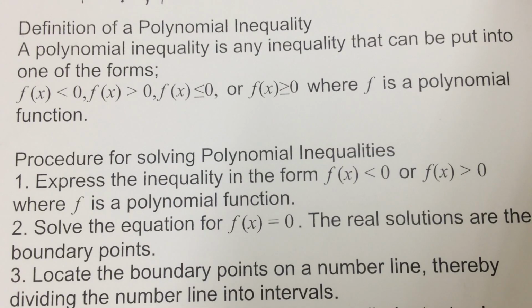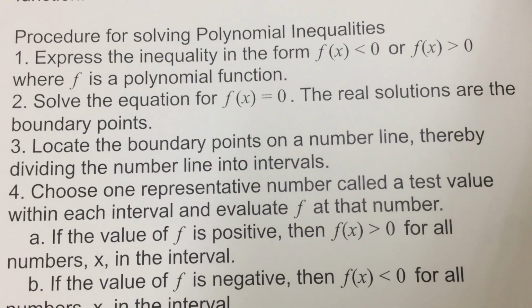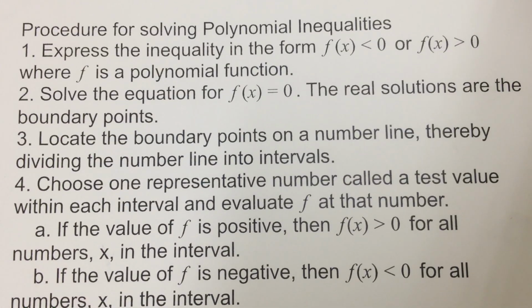Now, when we do this, we have a big long checklist of how we go about it. Basically, what we're going to do is this. First off, we need to get every term on the same side and have the other side be 0. Whether it's greater than, less than, greater than or equal to, less than or equal to, just have all the terms on one side, 0 on the other. Then we're going to set it equal to 0 and solve it out for our x's. Those x's are going to be our boundary points, which is what's going to break up our domain.